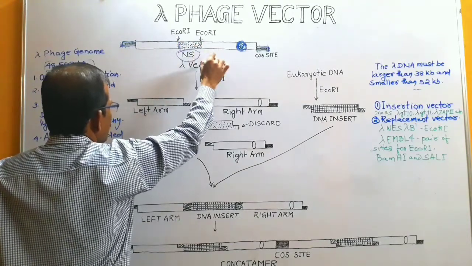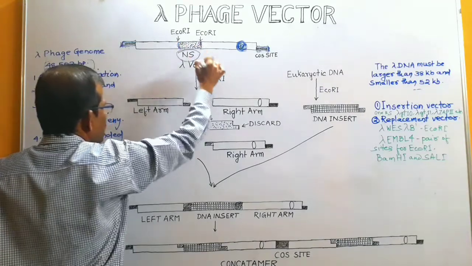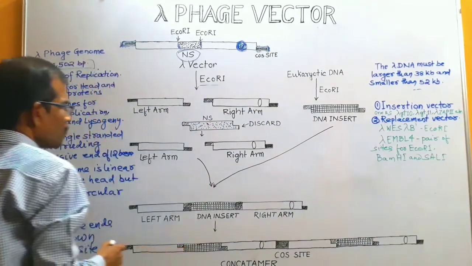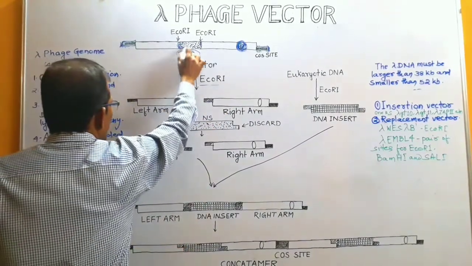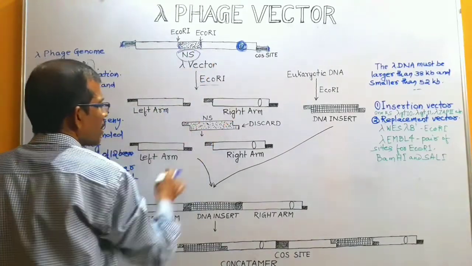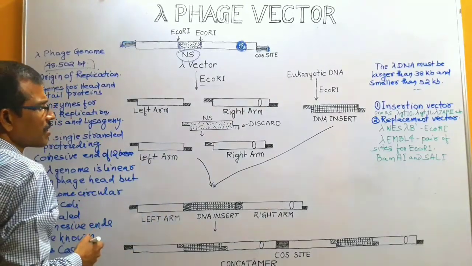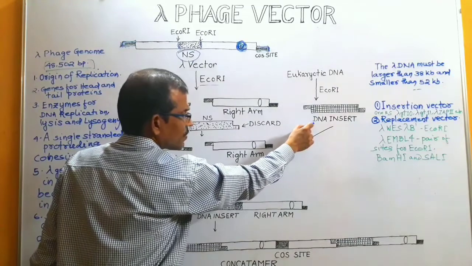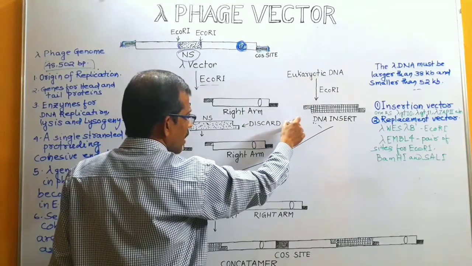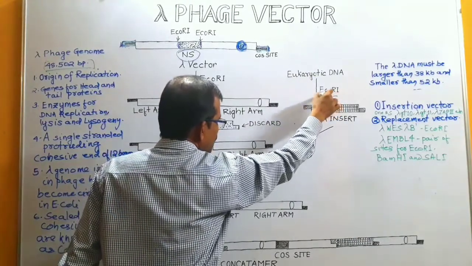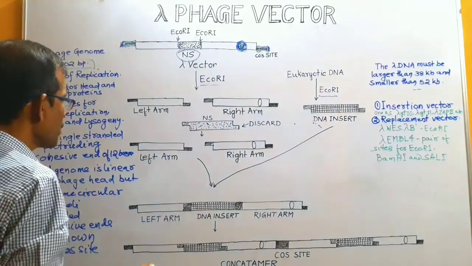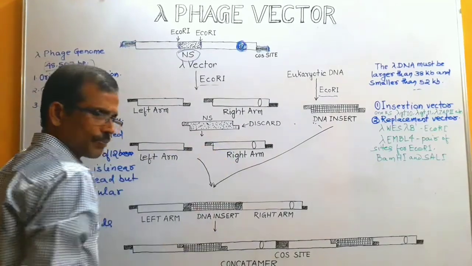So by using EcoR1, this non-essential segment can be cleaved and removed. After removing this non-essential segment, we get two arms, one is the left arm and the other is the right arm. After this, the DNA insert, which is prepared from eukaryotic DNA by using the same restriction enzyme, that is EcoR1, is integrated between the left arm and right arm.